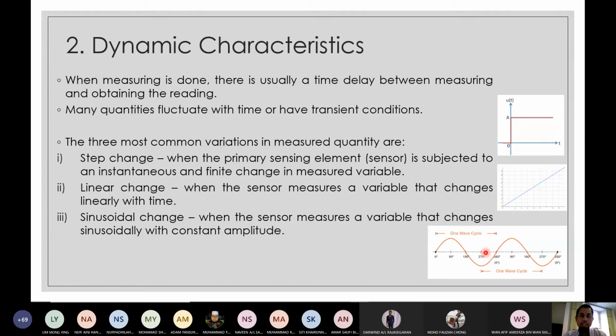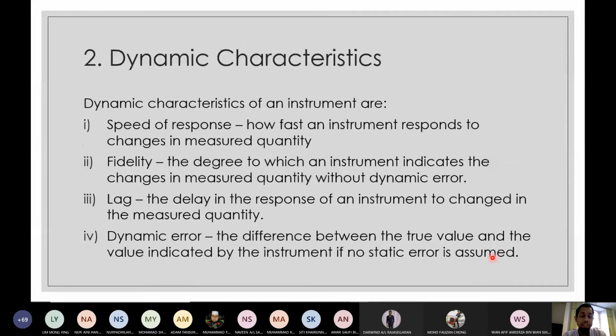And the third one, probably the most complicated one, is sinusoidal change. For BMFG and BMFI students, you need to recall what you have learned in Principle of Electrics and Electronics about the AC waveform. So we have a sinusoidal waveform, and we need to know how to analyze these values. So these are the three most common variations.